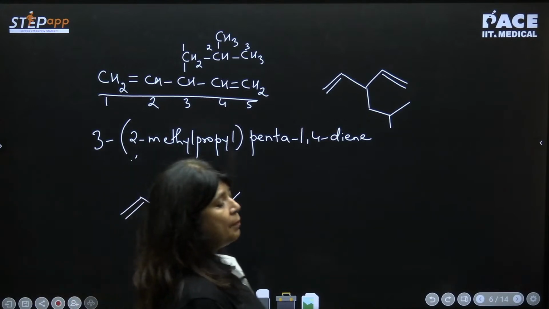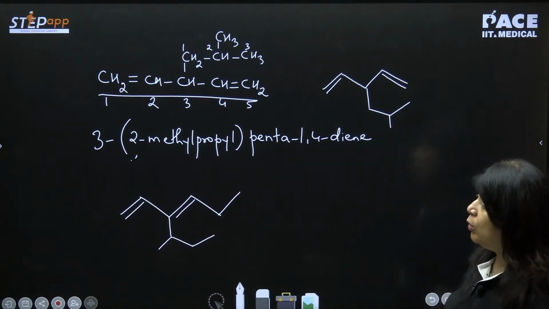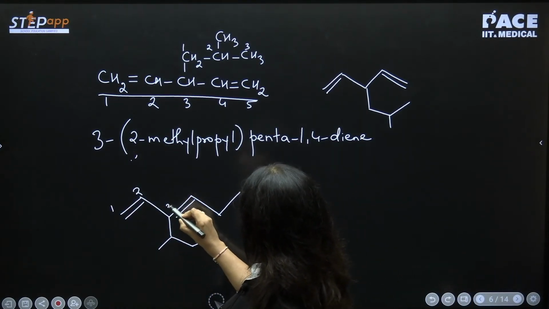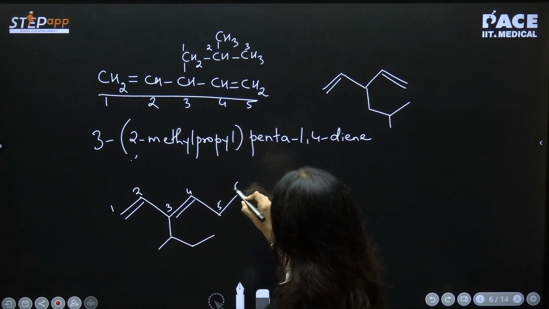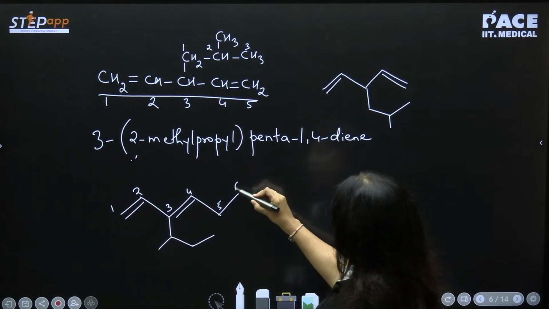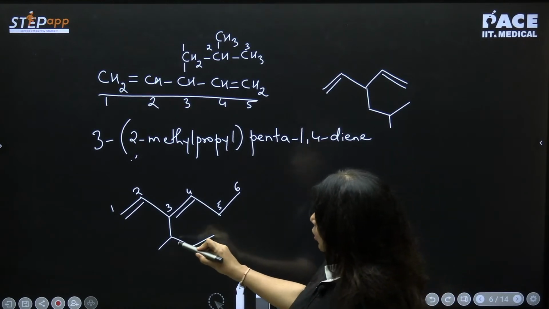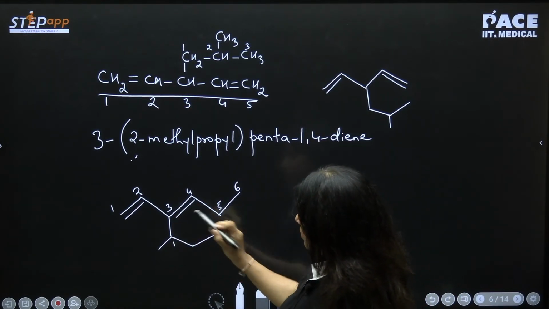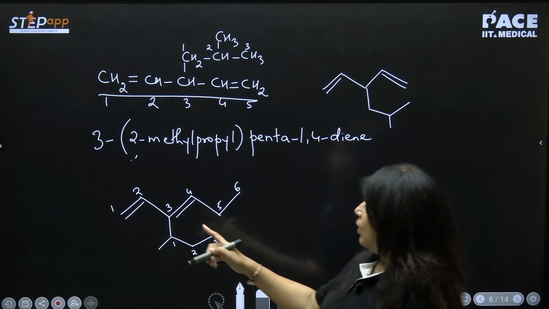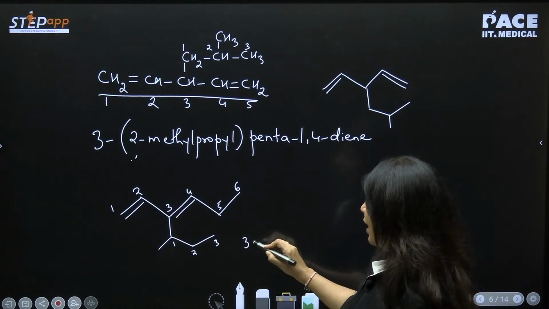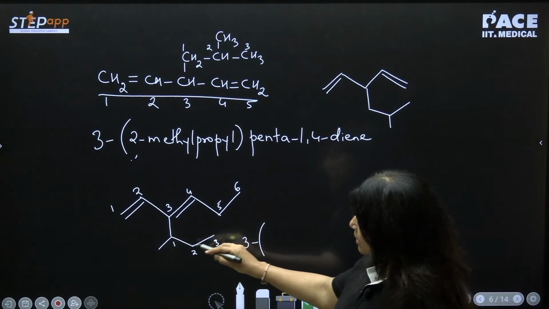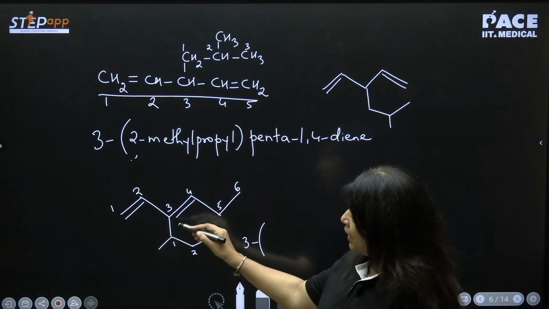Now let's see the naming of this compound. I have to include both the double bonds in the parent chain. So 1, 2, 3, 4, 5 and 6. I started from this end because the double bond should get the lowest number. So this is the parent chain. For the substituent chain, this is going to be the first carbon which is directly connected to the parent. This is the second carbon and this is the third carbon. So on the third carbon of the parent chain, I have a complex substituent. The complex substituent has 3 carbon atoms in a straight chain. So it's a propyl group with a methyl branch on the first carbon.